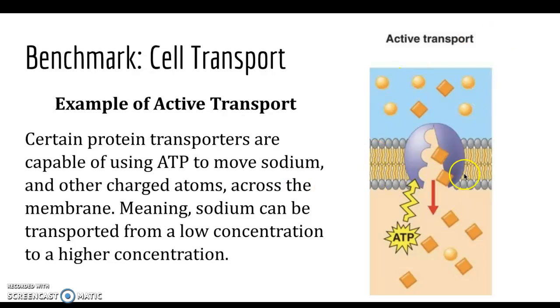So here on the right is an example of active transport. Certain protein transporters are capable of using ATP to move sodium and other charged atoms across the membrane, which means that sodium is able to be moved from a low concentration to a high concentration. What I'm about to say is beyond the scope of this class, but the nervous system, so the body system that requires you to react to stimuli and is responsible for your brain, those functions, really does require a lot of active transport on the cellular level.